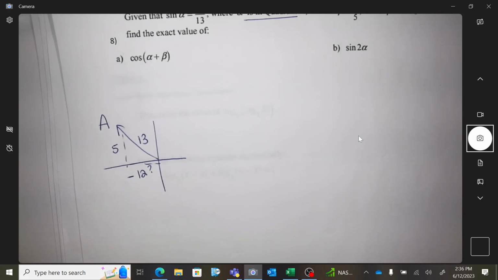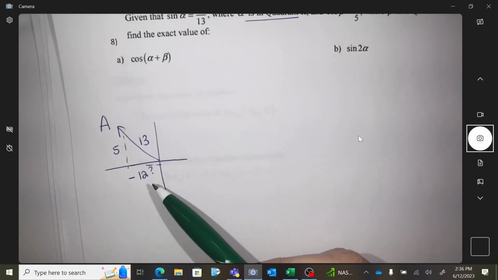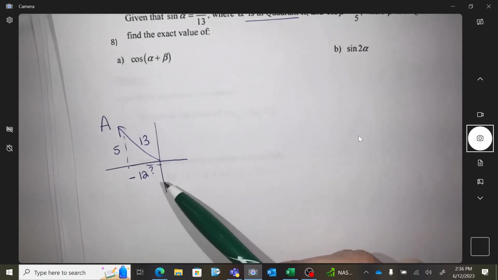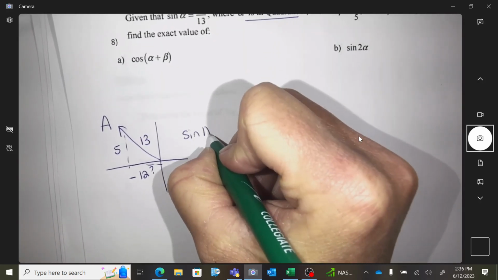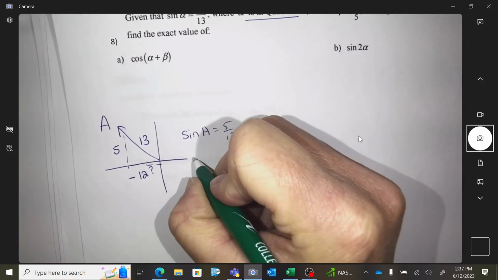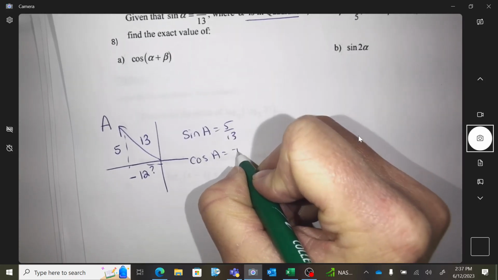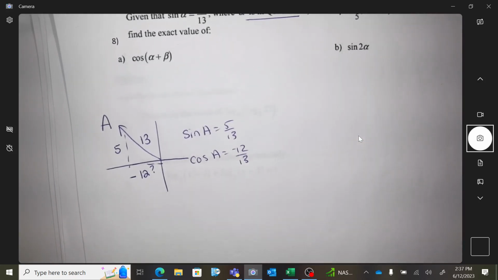Wow. Okay, wait. I'm actually gonna try using the square button. Okay. Negative because it's in that quadrant. So I'm just going to write here, the sine of A is 5/13. The cos of A is negative 12/13.